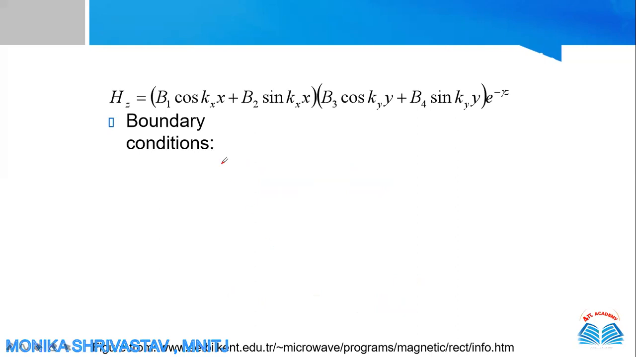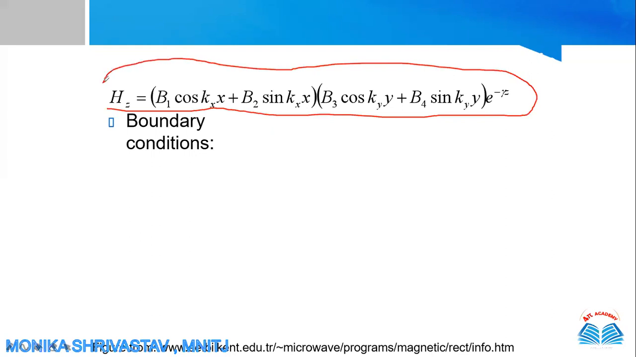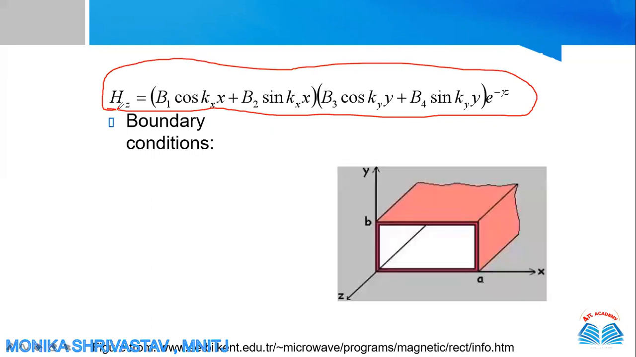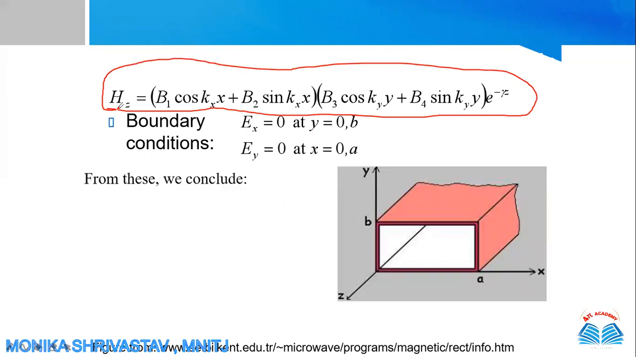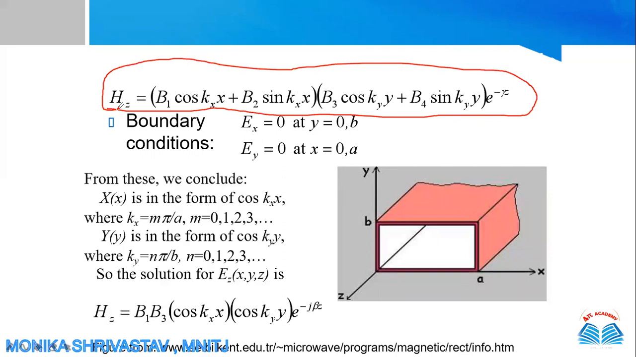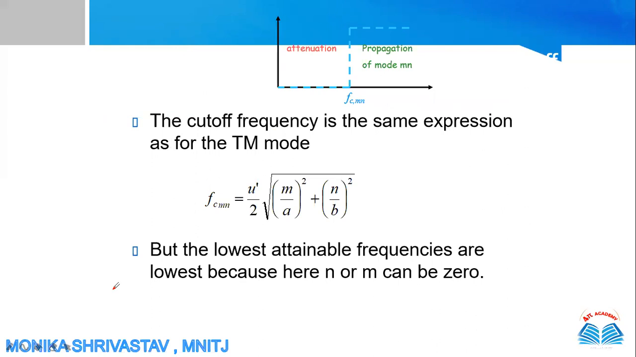Now, this is if Hz is not zero, we are getting Hz. So Hz has some value and Ez is 0. That means now we will talk about transverse electric mode. Now we will apply the boundary condition for the magnetic field. The same boundary conditions we will use, the same results we will get, and Hz will be B1 B3 cos kx x cos ky y exponential minus j beta z. Now for transverse electric or transverse magnetic mode, we will get the same expression.